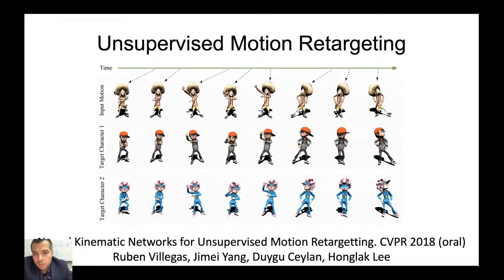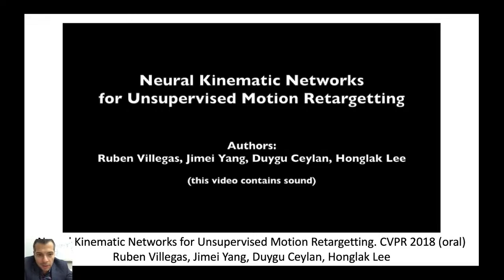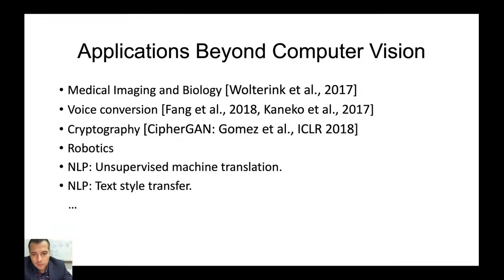So you have an input motion on an object that is moving in a certain way, and you want to make other characters move or repeat these motions. And CycleGAN has also been used in this area. Okay, so this is a video that tells you more about this application. So I think I'm going to skip the video now and let you see it by yourself.